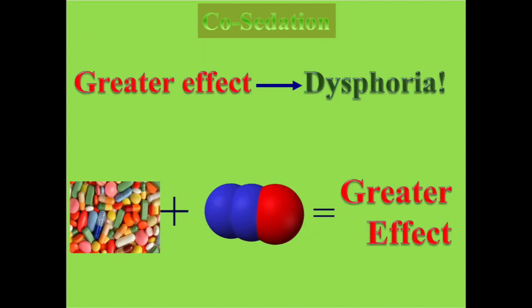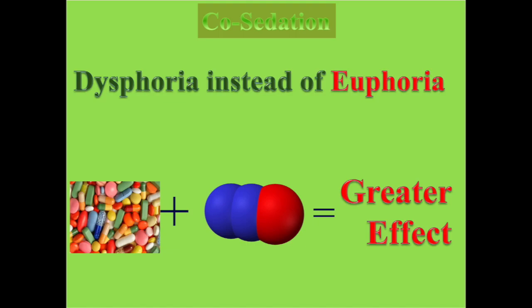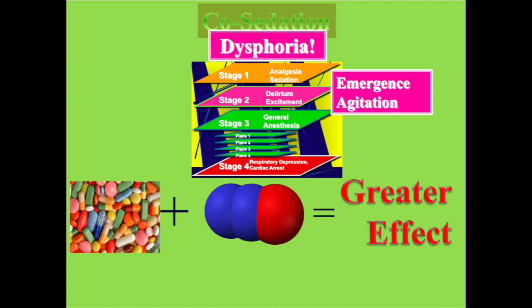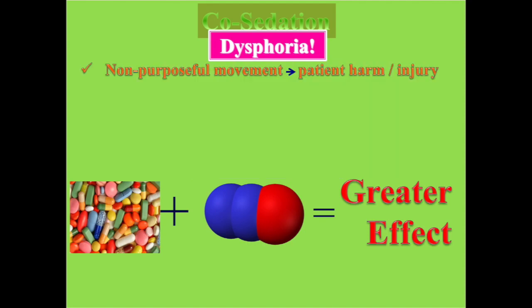We can reach a point, though, when we're giving the patient an anesthetic at a certain MAC value that is going to cause, instead of euphoria, dysphoria. And this follows that emergence agitation that we talked about, that stage 2 delirium excitement stage, which is just not good for the patient. It's dangerous. They yell, they scream. So with dysphoria, they're non-purposeful movements.